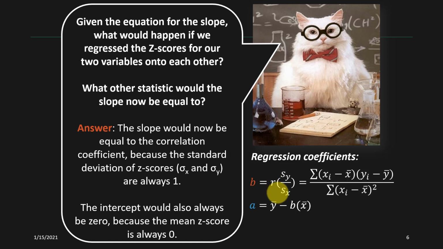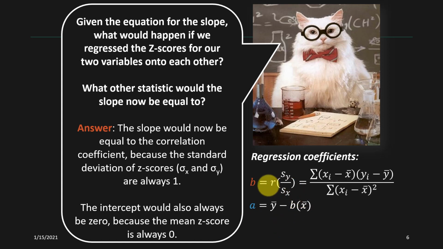Similarly, if we've standardized those variables in advance, the intercept is now always going to be 0, because the mean z-score is always 0, right? And so this is going to recenter the mean at the very center of our cloud of data, because the mean of y and the mean of x are going to line up in the same place if we've standardized those scores in advance.